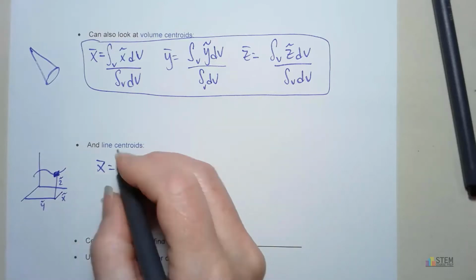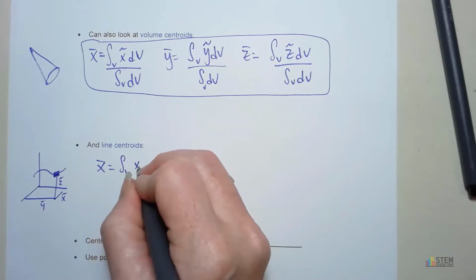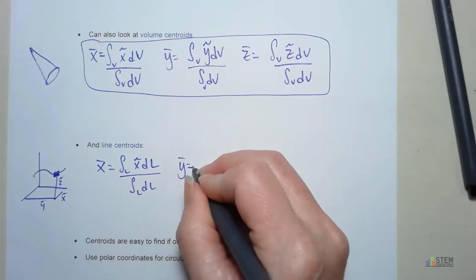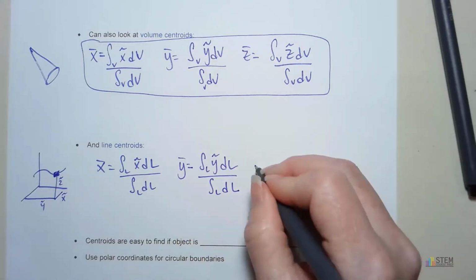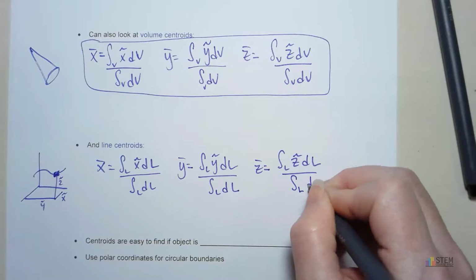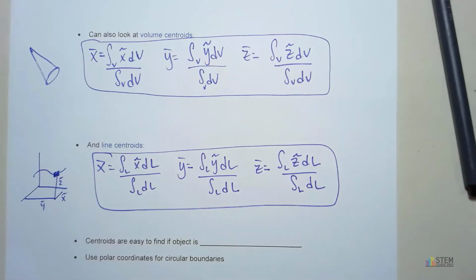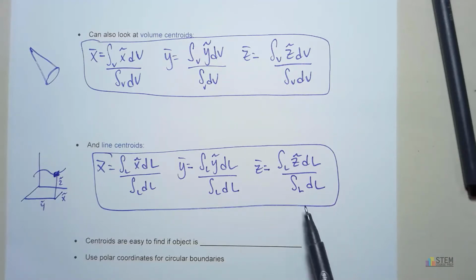So for the line centroid, we're going to have x bar equals the integral over the length of that line of x tilde dl over the integral of dl. Y bar is going to be the integral of y tilde dl over the integral of dl, and then finally z bar will be the integral of z tilde dl over the integral of dl. Those will be your equations for a line. Okay. Now once you see the examples, you'll see these aren't too bad. I know you might be getting worried about the integrals with the x tilde, y tilde, and all that, but I promise you they're not too bad.